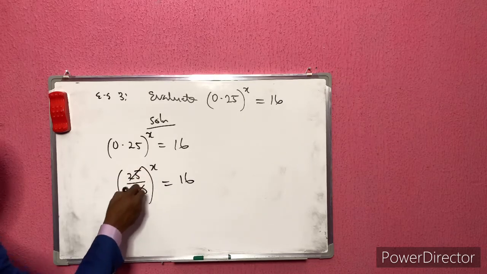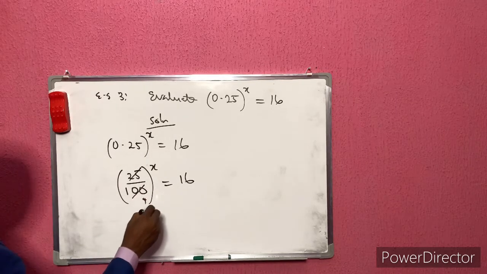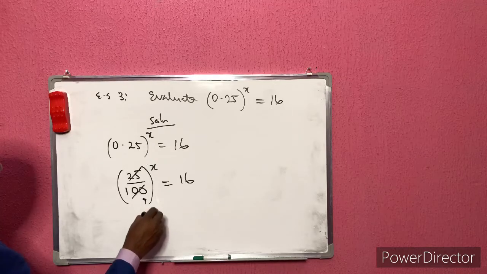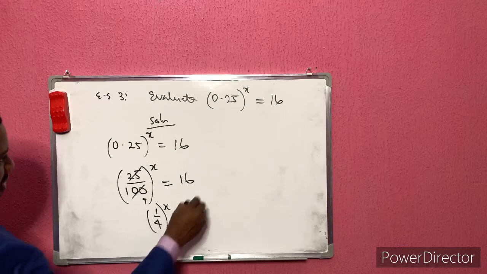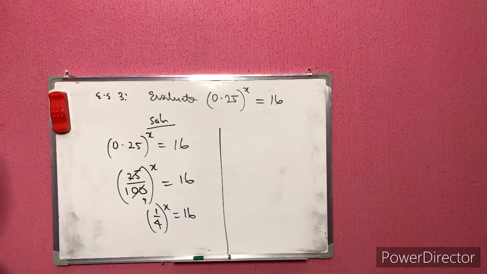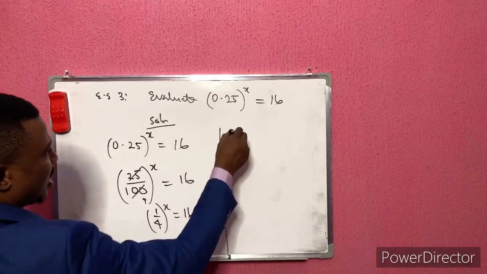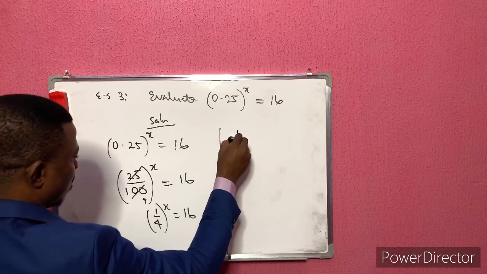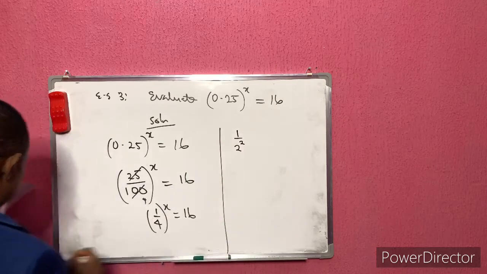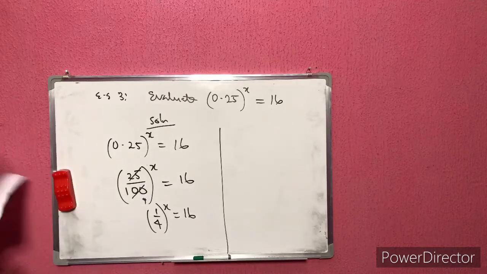This can cancel this. I have 4. So I'll be having 1 over 4 power x equals 16. Okay, it's still very easy. I can handle it from here.